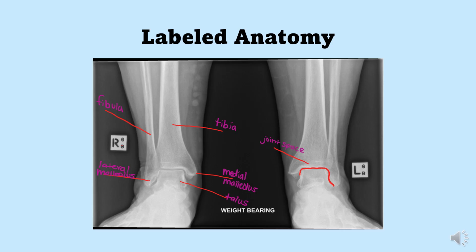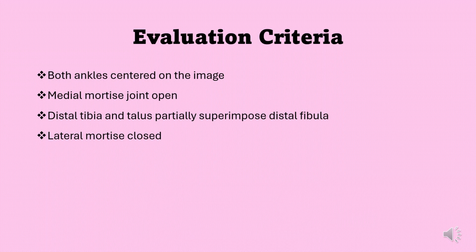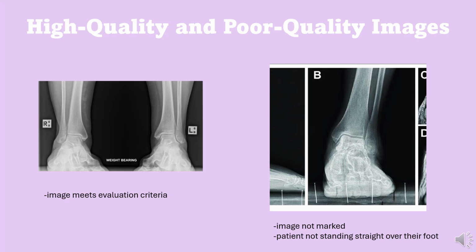The anatomy included for the weight-bearing ankle is the same as the AP ankle. The evaluation criteria for weight-bearing ankles are both ankles are going to be centered on the image, the medial mortise joint is open, the distal tibia and talus is partially superimposed over the distal fibula, and the lateral mortise is closed. The image on the left meets evaluation criteria, but the image on the right does not because it is not marked and the patient was not standing straight over their foot.